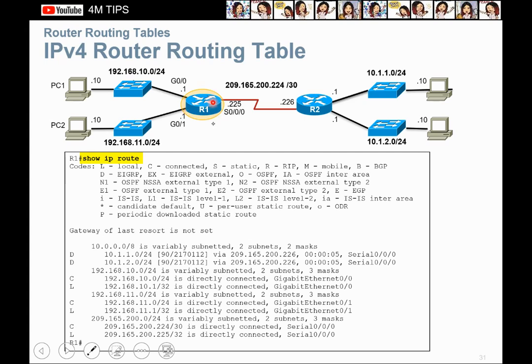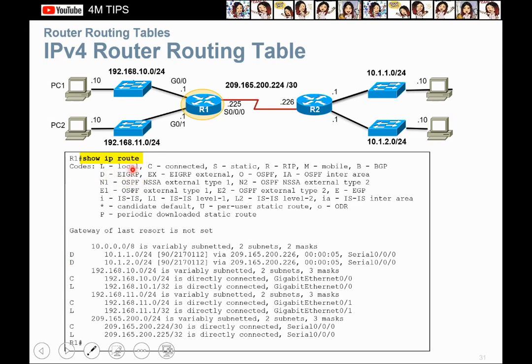From the router 1 perspective, router 1 does not have direct access to 10.1.1.0 and does not have access to 10.1.2.0. So in this case, router 1 interprets these as remote networks. In order to route to these two remote networks, it will be using the distance vector routing protocol, which is denoted as D, using the EIGRP routing protocol.